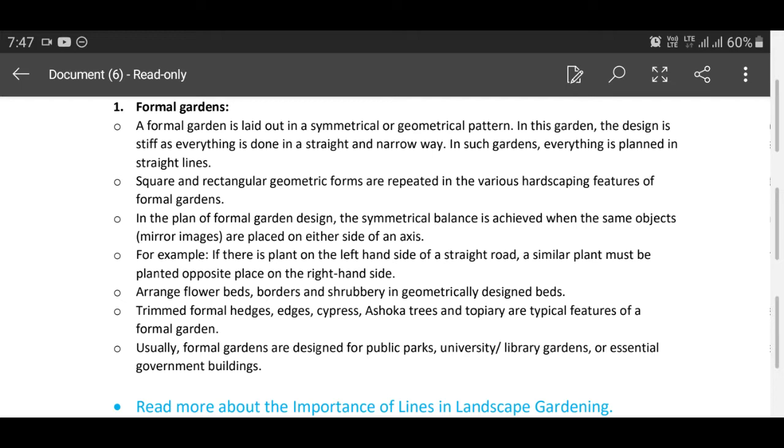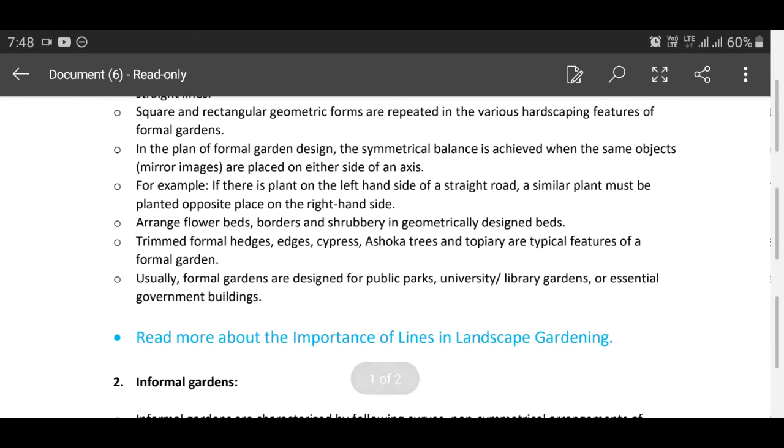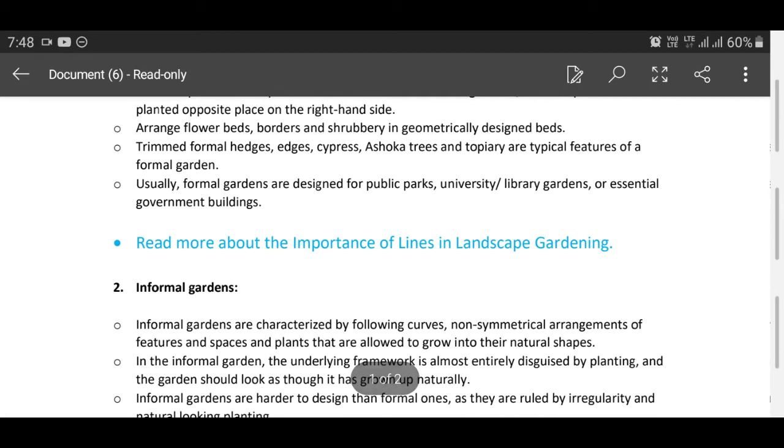Next one, trimmed formal hedges, edges, cypress, ashoka trees, and topiary are typical features of a formal garden. Usually, formal gardens are designed for public parks, university, library gardens, or essential government buildings. Students are advised to read more about the importance of lines in landscape gardens.